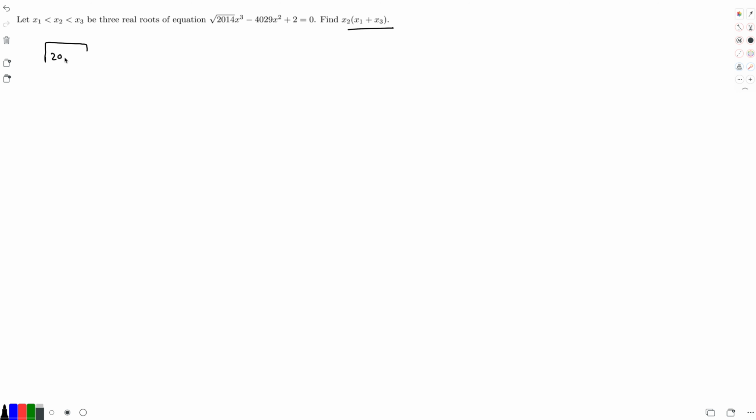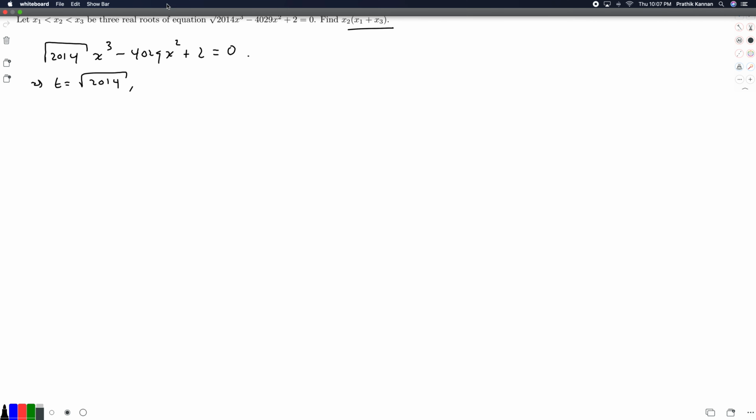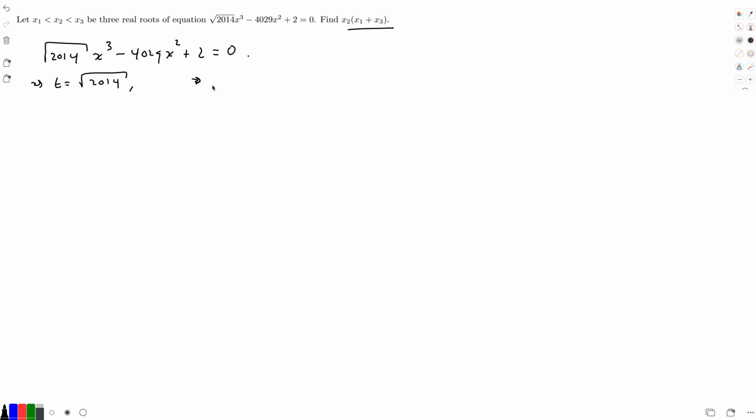So the polynomial is root 2014 x cubed minus 4029 x squared plus 2 is equal to 0. Now, of course, the annoying thing is the square root of 2014. We'd like to get rid of that. So for ease of notation, let's just let t equal the square root of 2014. Expressing 4029 and 2 in terms of t, we can maybe discover a factorable form. This is just wishful thinking at this point.